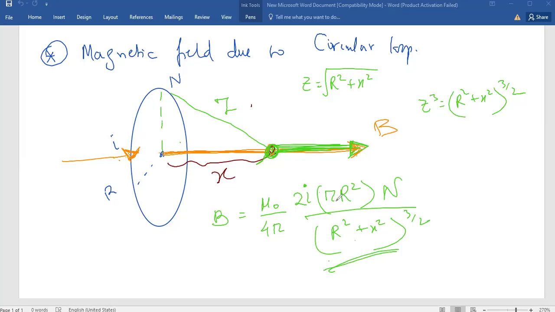And pi r square is nothing but the area of the coil. So that means we can write the magnetic field along the axial line as mu naught by 4 pi times 2 NIA by z cube. This we can remember.